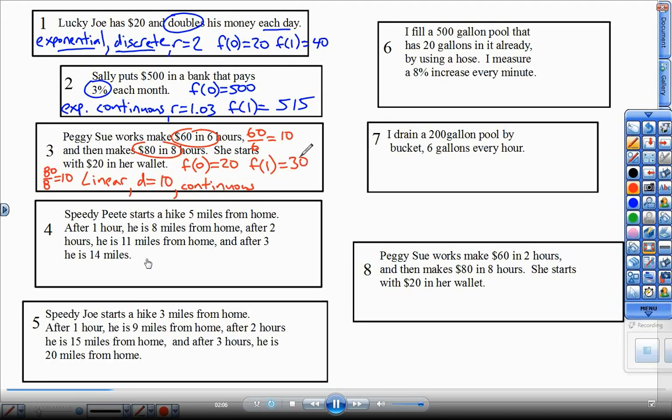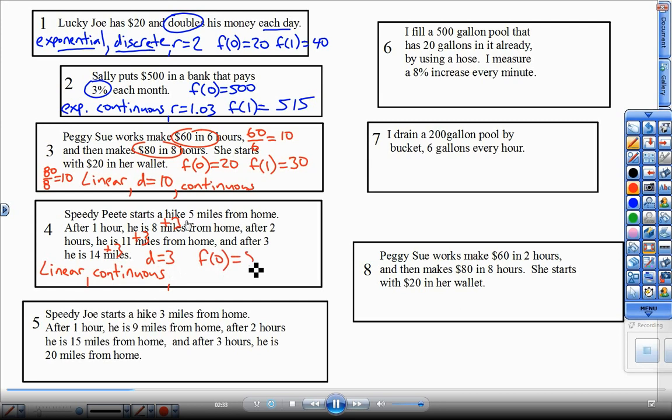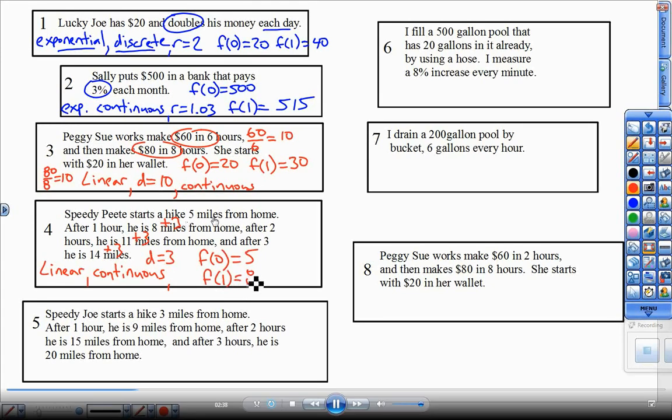All right, next one. Going up from 5 miles in 1 hour, going up to 8, going up by 3, then 11, going up by 3, 14, going up by 3. Since those are all the same, we consider this linear. Continuous because you're constantly walking, you're not stopping. The D number would be 3. If you had to write this as a 0 term, the 0 term would be 5. And the first term would be 5 plus 3, 8.